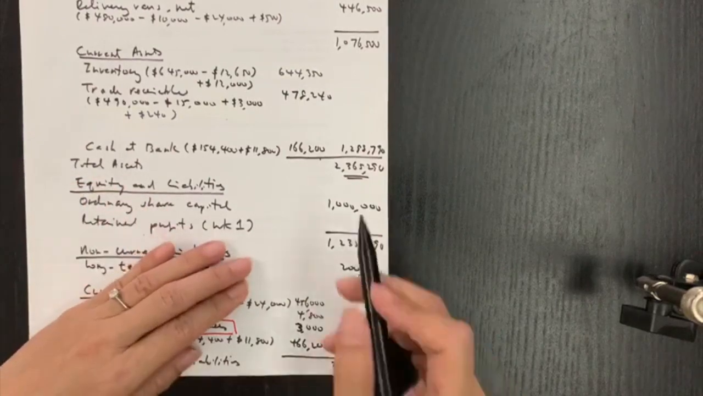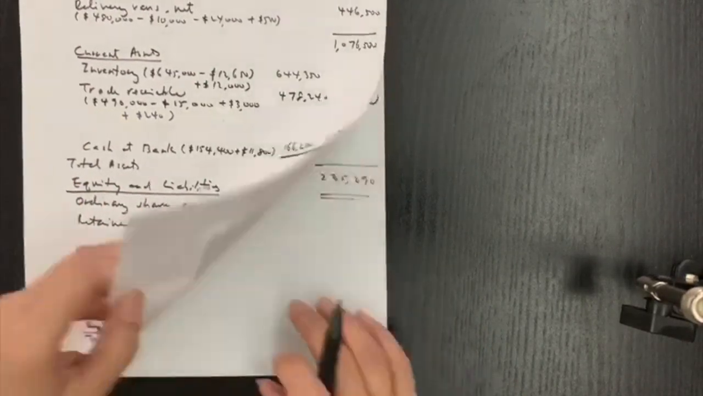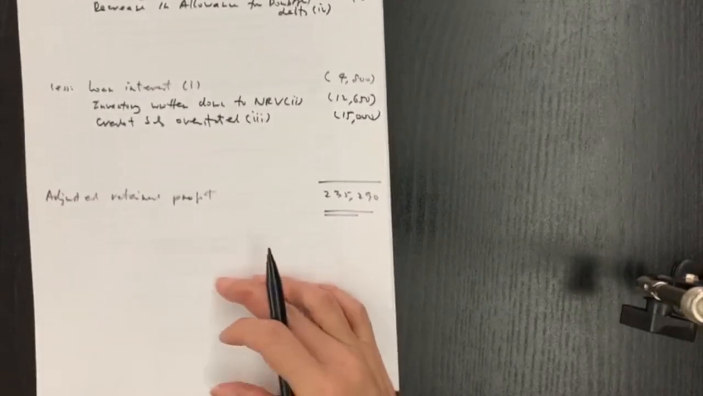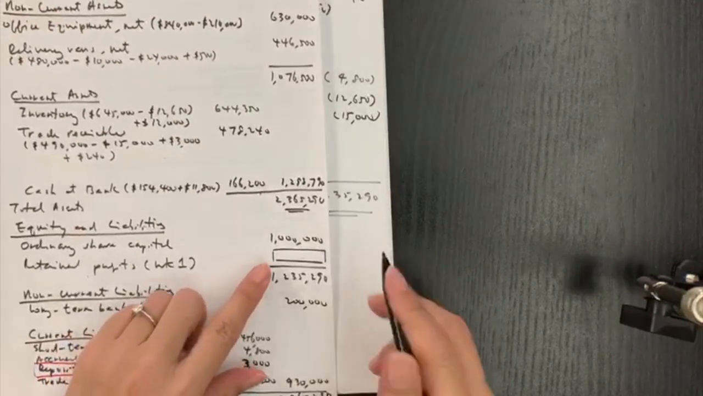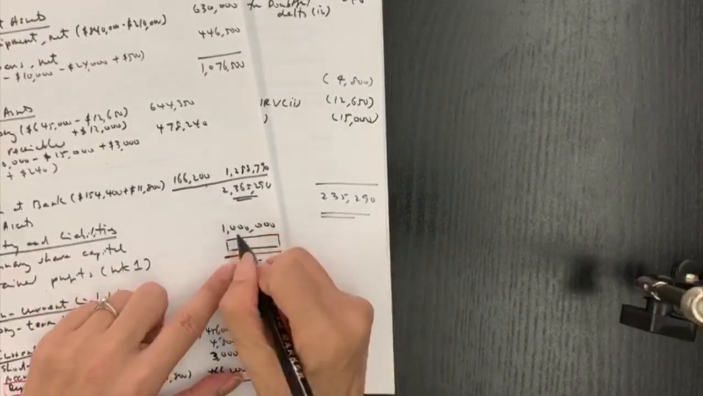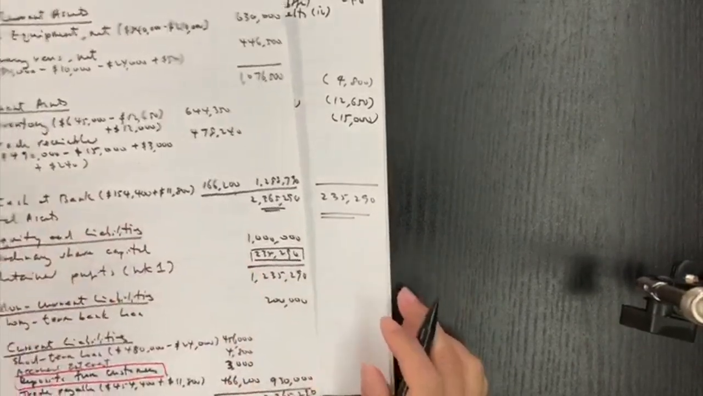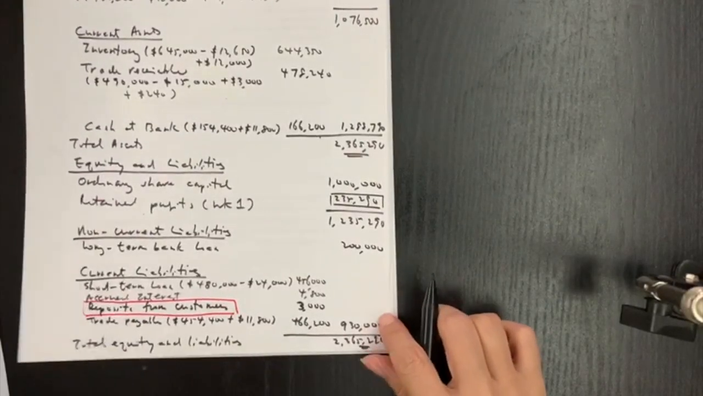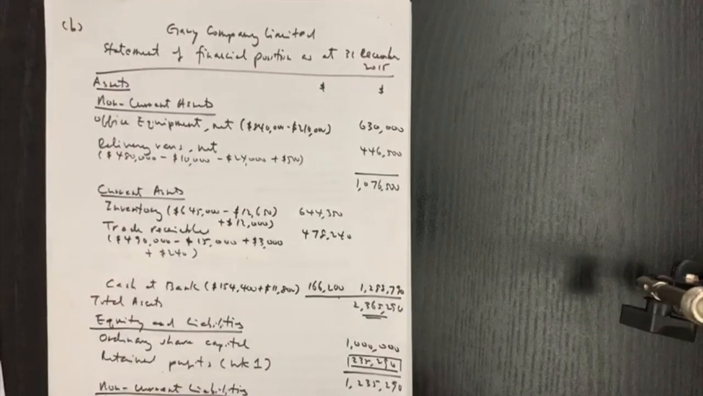And finally, we need the workings about the adjusted retained profits. So if you use your calculator, you will get this 235,290 as the adjusted retained profit. So this is how we do correction of error, combining with limited company. So that's all about the question in 2016.